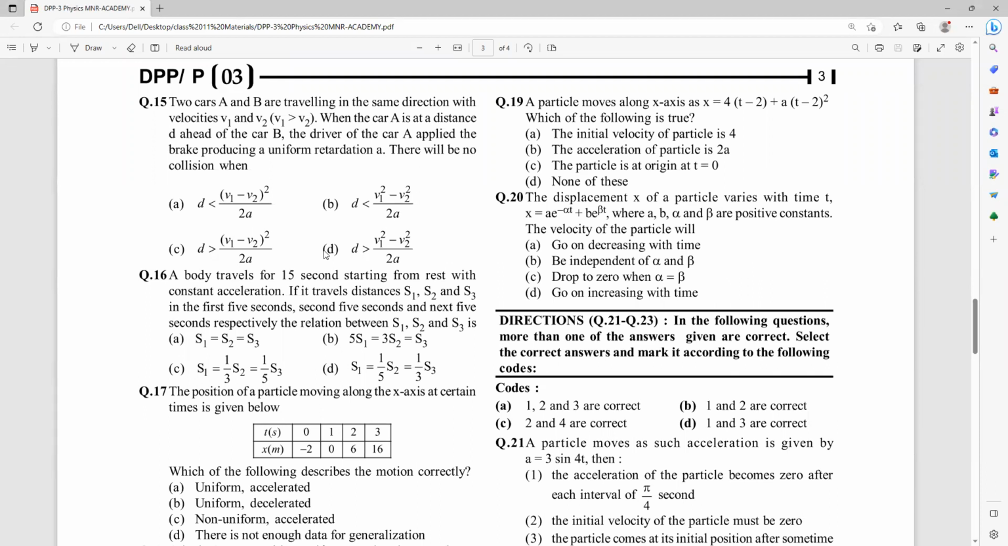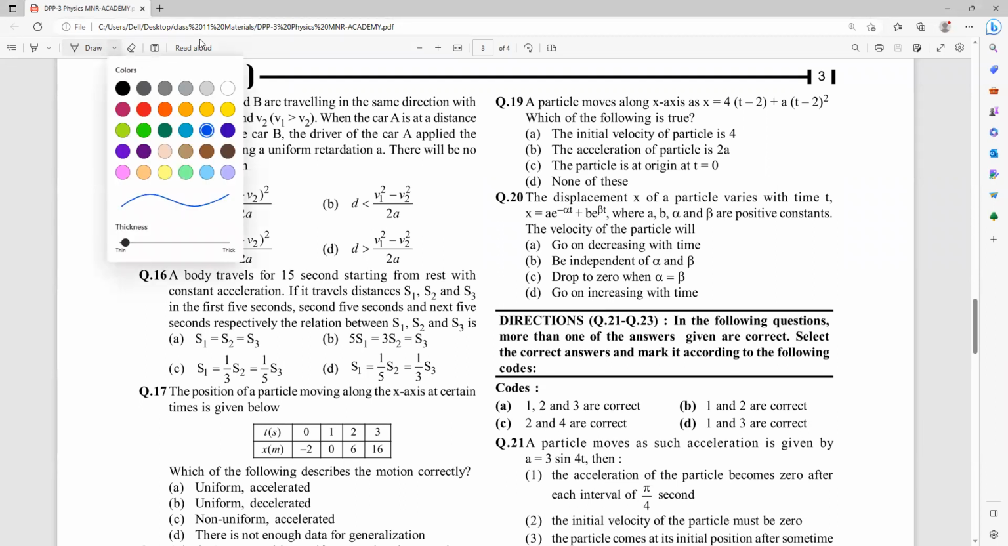Has anybody tried question number 15? I want to know that. Anyone of you? Yes, Sapradosh, Dresha?